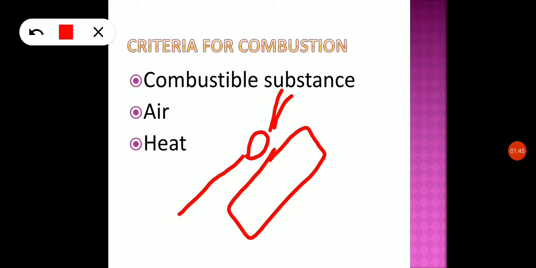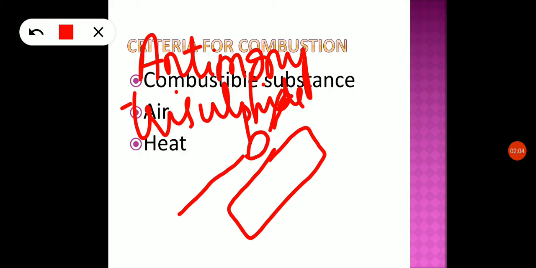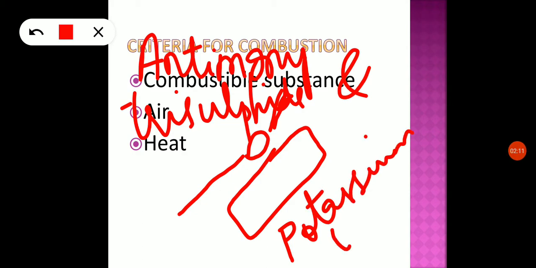The matchstick head is made up of antimony trisulfide and potassium chlorate. And this rubbing surface has powdered glass and a little red phosphorus. Red phosphorus is less dangerous when compared to white phosphorus, hence it is made up of red phosphorus.